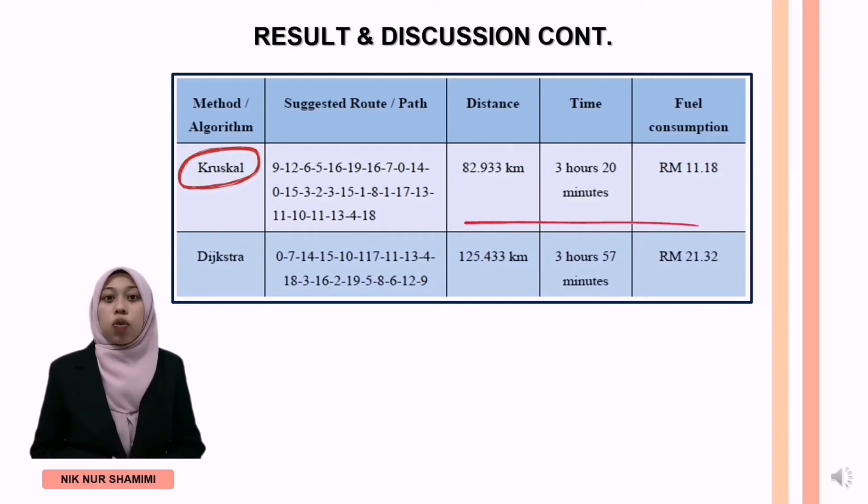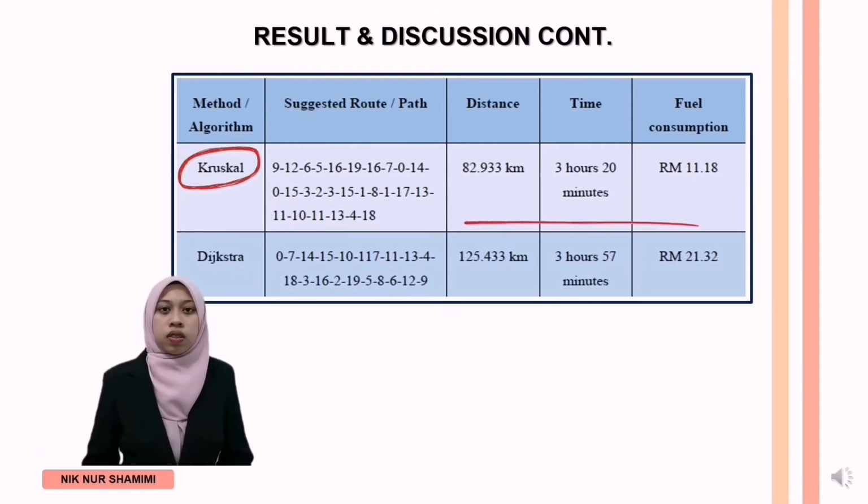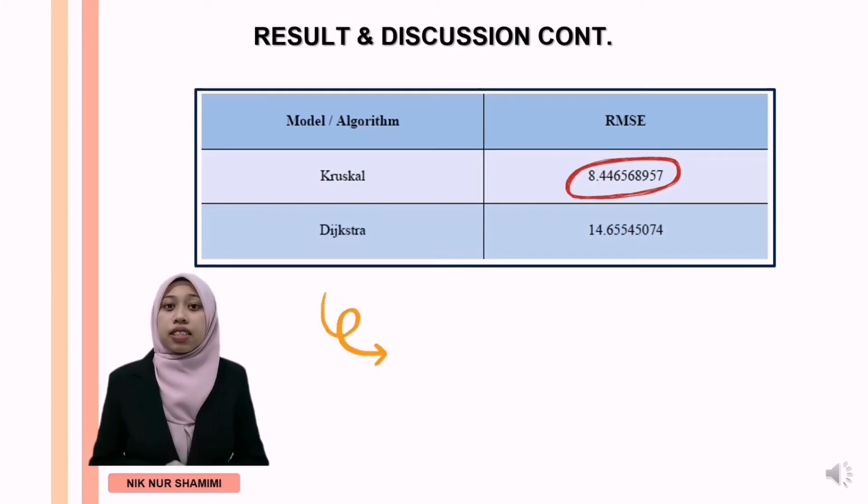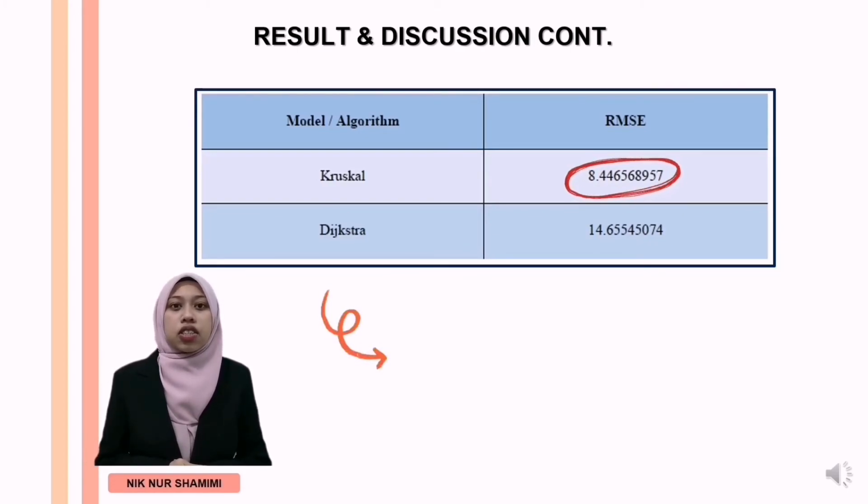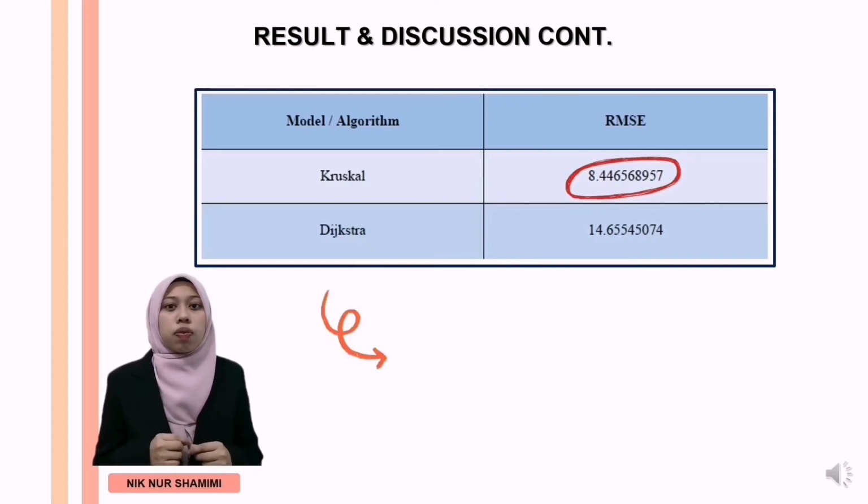Based on this comparison, we can see that the Kruskal algorithm has the shortest distance, lowest cost of fuel, and shortest travel time compared to the Dijkstra algorithm. Nevertheless, we need to verify this result using root mean square error to identify the most efficient method among the algorithms for finding the shortest distance travel. The exponential model is one of the models that we use to find the error measure. This table represents the comparison of the RMSE obtained for both algorithms using the exponential model.